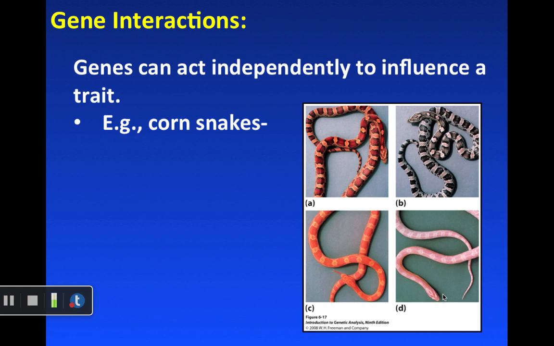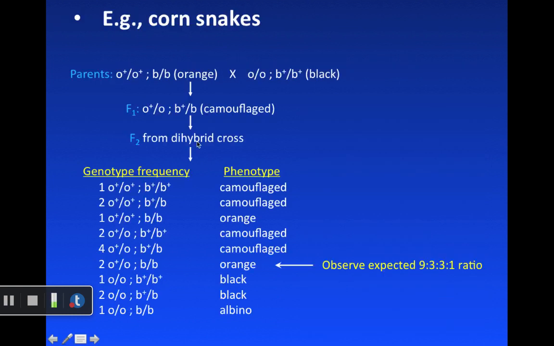So again, if you do a typical dihybrid cross of 2 heterozygous individuals, so we're talking about this line right here, the F1, where we see camouflage, again, heterozygous at both the O and the B genes, you get your typical 9:3:3:1 ratio, 9 camouflage, 3 orange, 3 black to 1 albino.